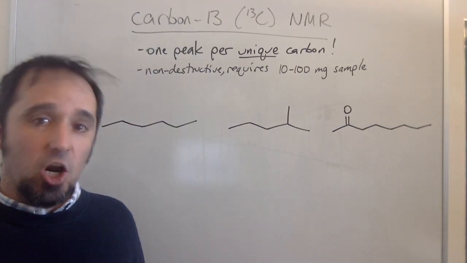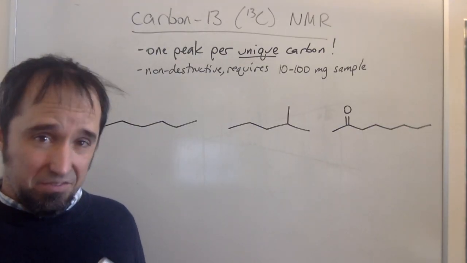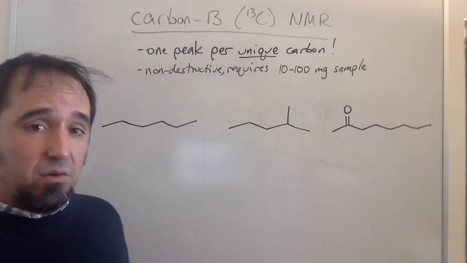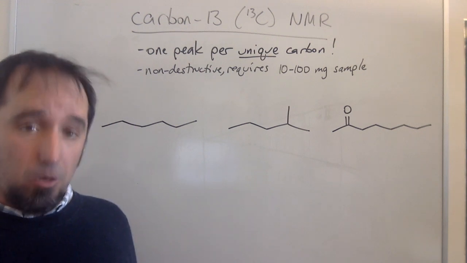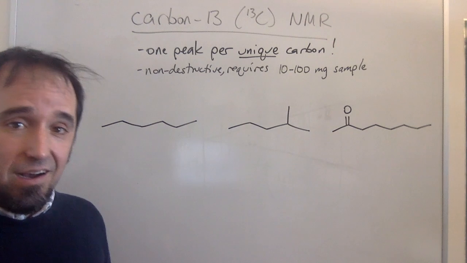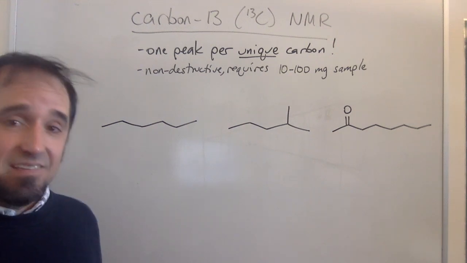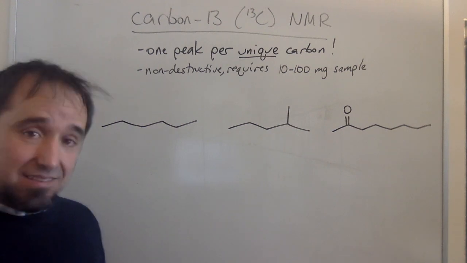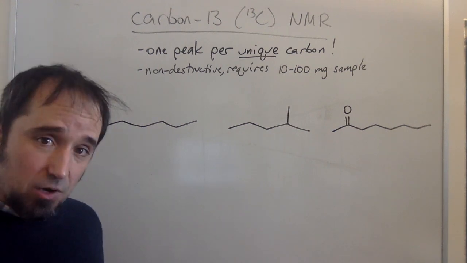Let's start with looking at carbon-13 NMR. It's kind of the simplest one that we can think about. We're going to get one peak per unique carbon, right? So we're looking at carbon nuclei, their spin, which are going to be really, really sensitive to their surroundings. Again, like every other spectroscopy experiment, this is non-destructive.